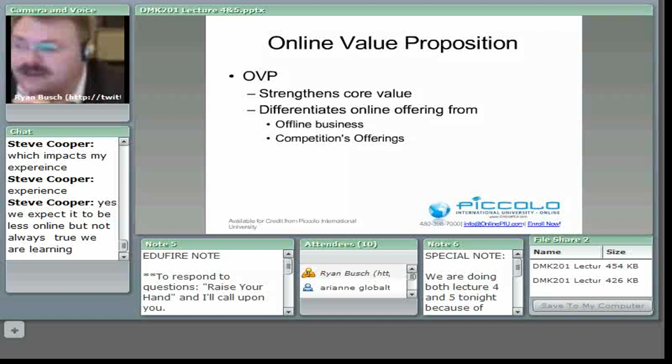Agreed. It's not always true that online equals a lower price. I think that price does have a factor in the proposition when you consider the various costs that go into creating your final price. Again, we go back to that shipping example. If I remove shipping costs from my final price on a purchase, that's a value proposition that can be differentiating online.